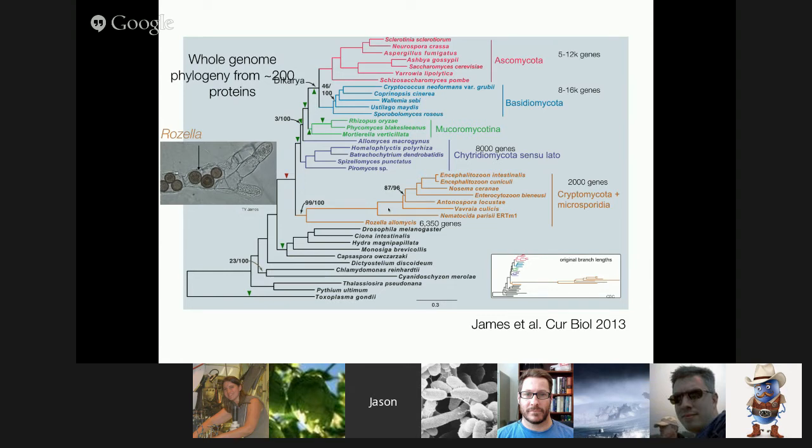So from this work, we were able to say for sure that Rozella is sister to what we call the Cryptomycota, and there's efforts underway to get some of those other Cryptomycota, which we only have 18S's for, actually sequenced from genomes.